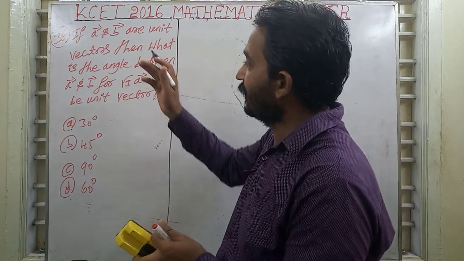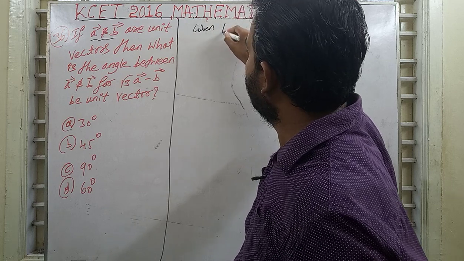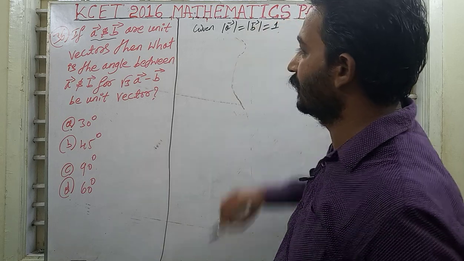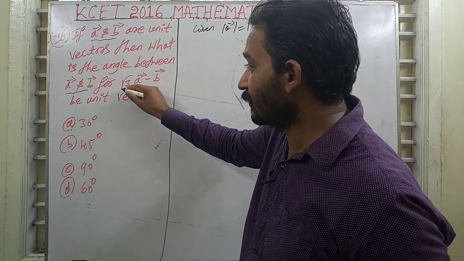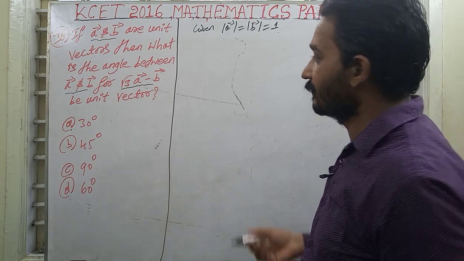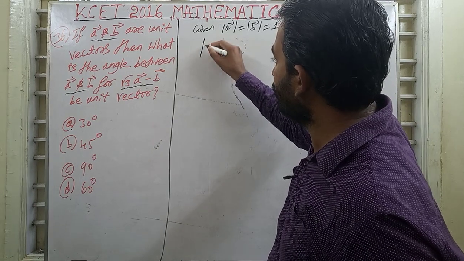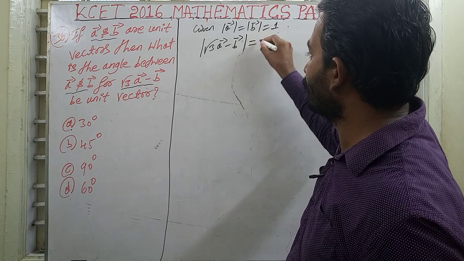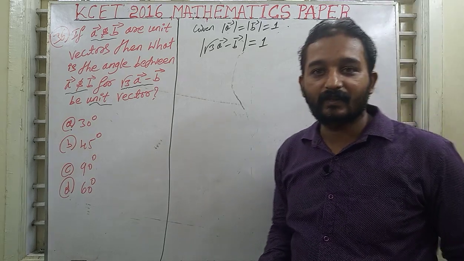So let us see the question. Let a and b be unit vectors. This is the given data, very important. A and b are unit vectors means magnitude of a equals magnitude of b equals 1. Then what is the angle between a and b? For the given one more condition, root 3 a minus b is a unit vector, which means the magnitude of root 3 vector a minus b is also equal to 1. So using this condition we have to find the angle between the vectors.